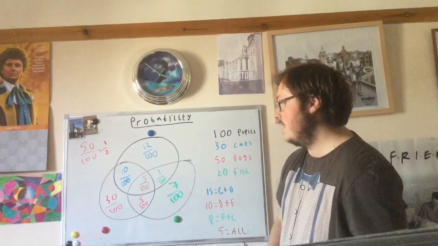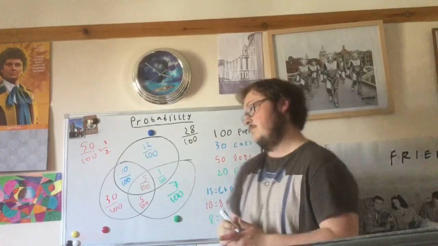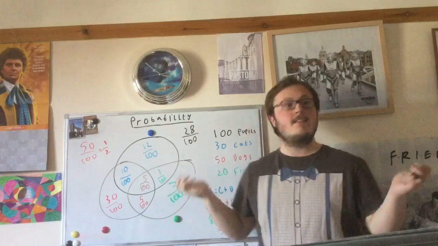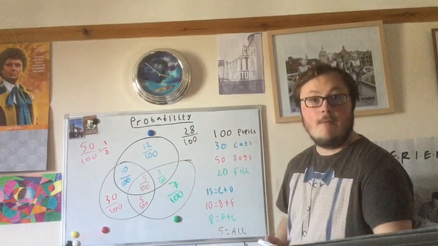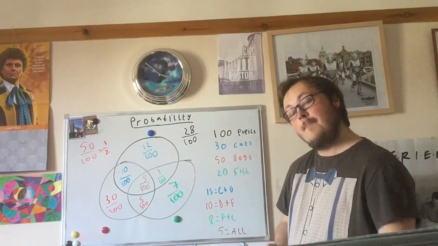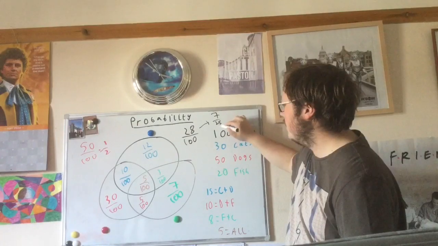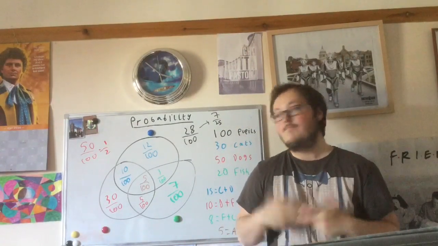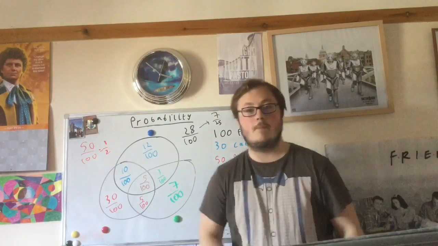Now this means that out of all of these, there's 28 over 100 people who do not own any of these pets. This can be simplified though. Can you simplify that? Well, it can be simplified to 14 over 50, but it can also be simplified to 7 over 25. And that's how we use a three-way Venn diagram to find probability.